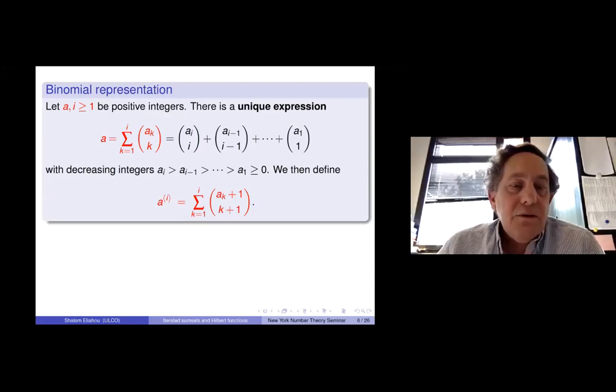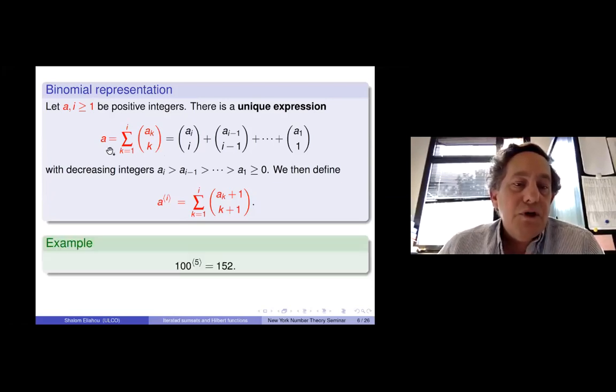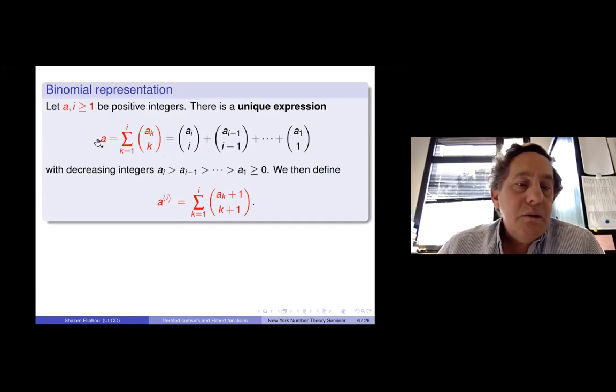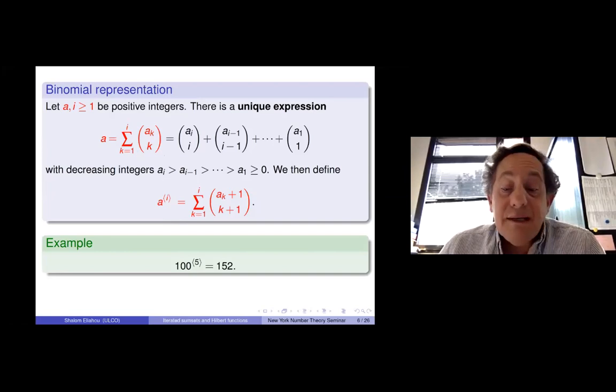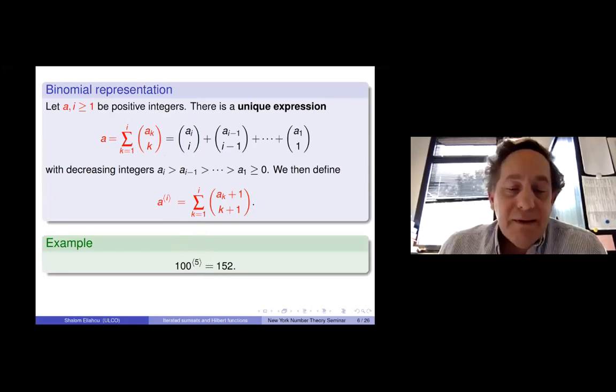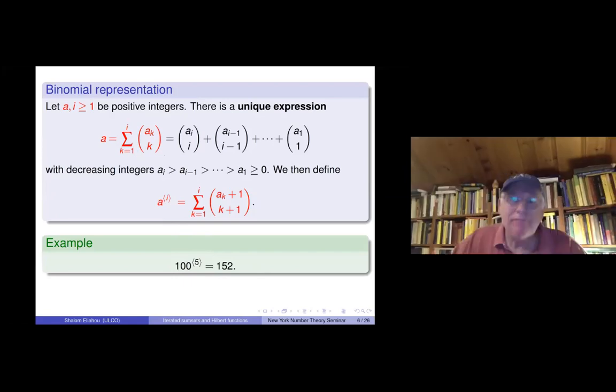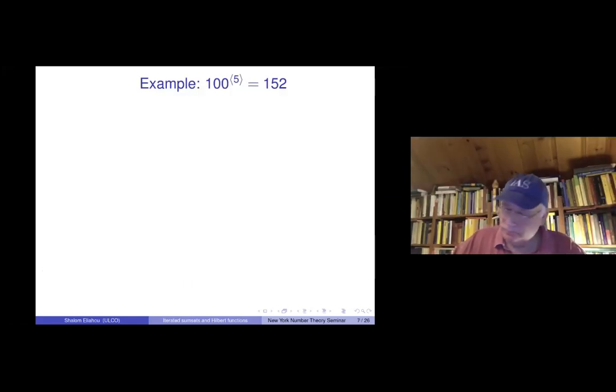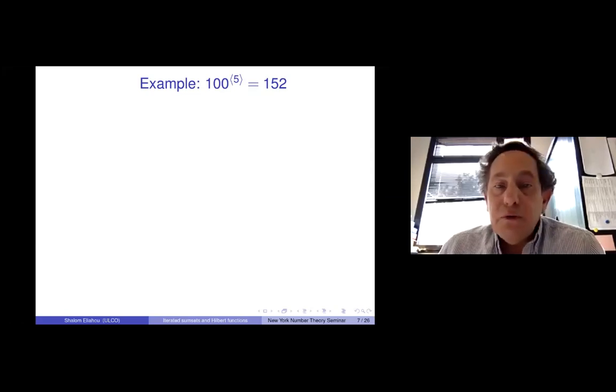So that's the operation which goes from a with i given to a^<i>. And here's an example. I claim you take 100 with 5 here, and you get 152. Let me explain that example in the next slide, and you will understand how to produce this binomial expression.